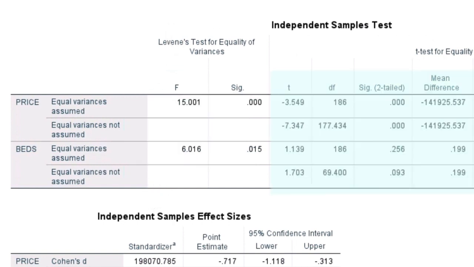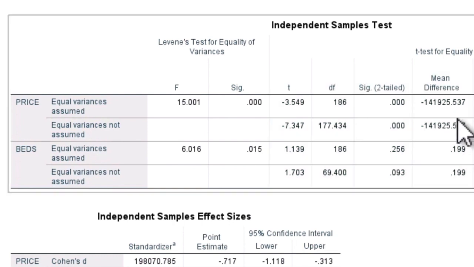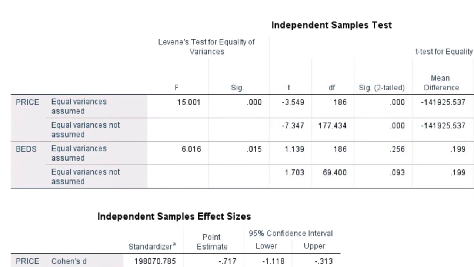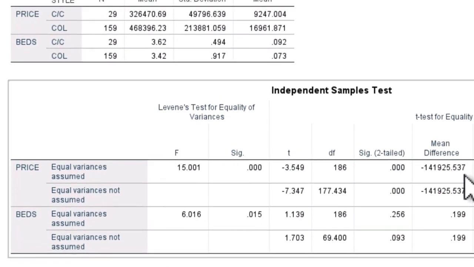And then there's this test over here, which is the t-test for equality of means. And that's everything to the right of this line, starting with T, going on to DF, which means degrees of freedom, and all the others. Mean difference, by the way, let's just clarify one thing here. Mean difference sounds more complicated than it is.